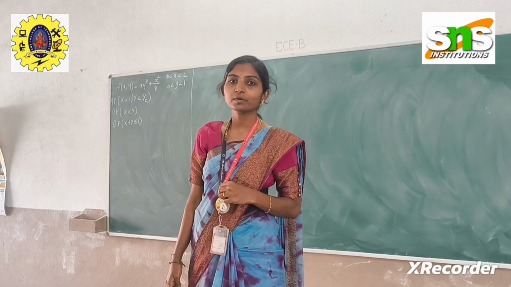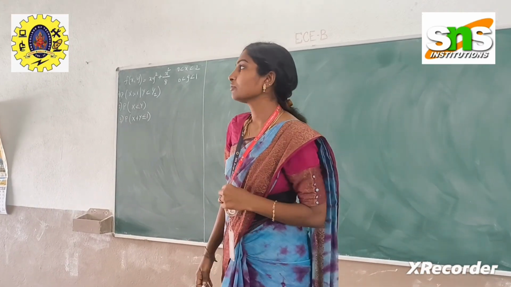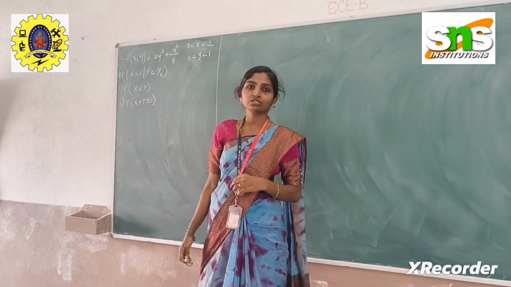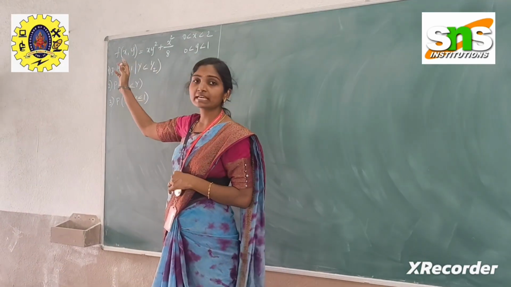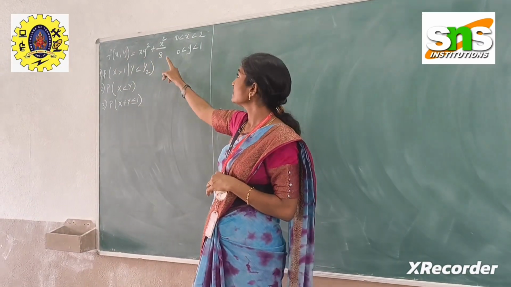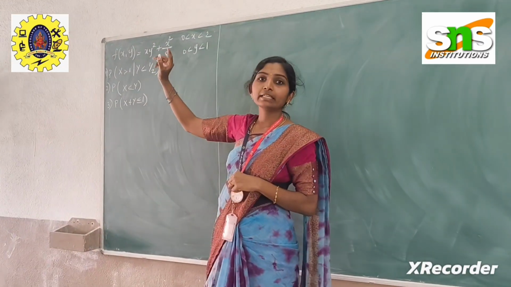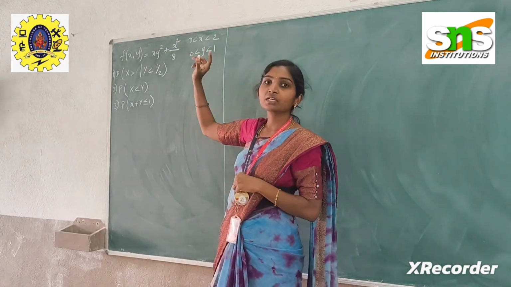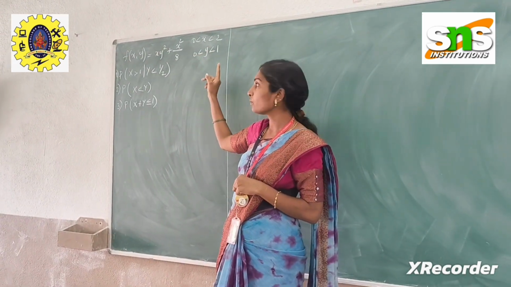Here we have a problem on two-dimensional random variables. The problem goes like this. We are given the joint probability density function of the random variables x and y. f of x comma y is equal to (xy squared plus x squared) by 8, and x's range is between 0 and 2 and y's range is between 0 and 1. Here you are given the ranges for x and y as well.